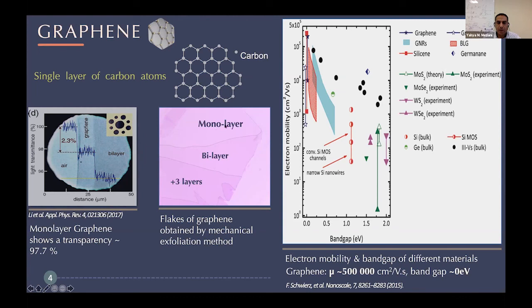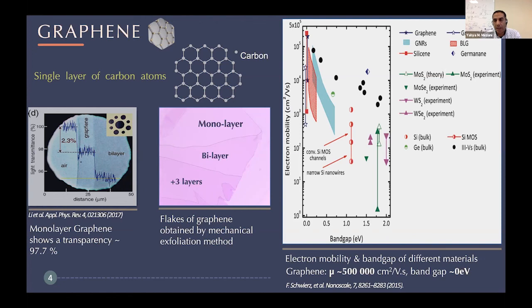From this figure, you can see flakes of graphene obtained by mechanical exfoliation methods, where we can distinguish the monolayer, the bilayer, and more than 3 layers. Just from the transparency, with some experience, you can say whether you are dealing with a monolayer, a bilayer, or more than 2 layers. This is the first step in the identification of the graphene sheet.